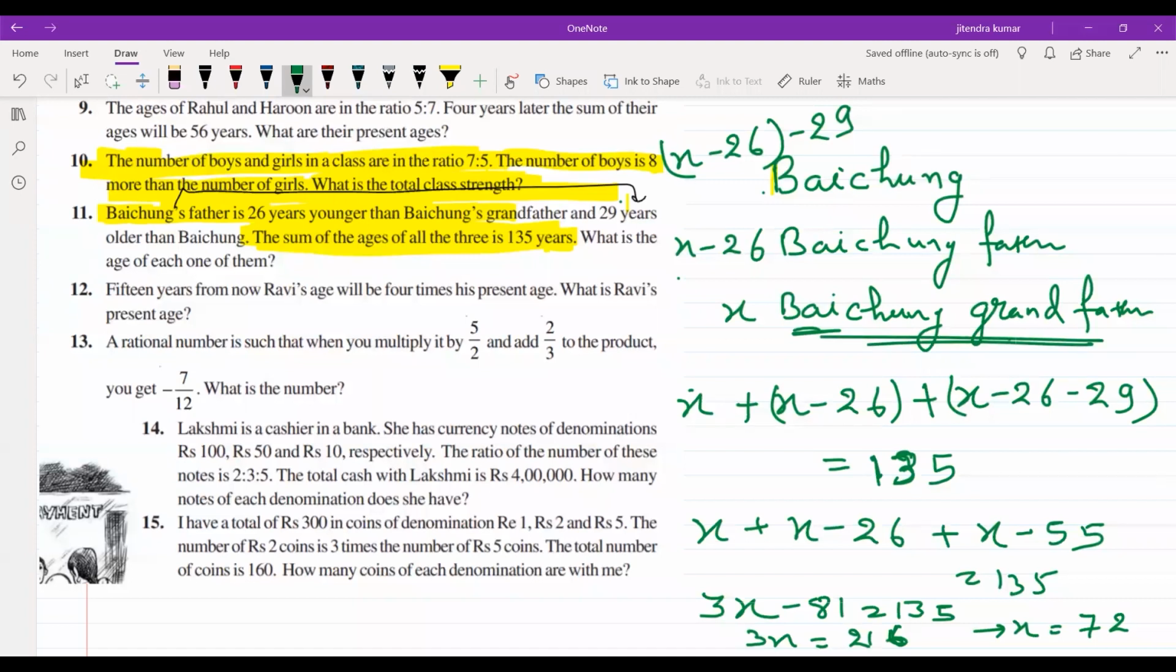Now you have to find all the ages. What is the age of each one of them? So now find Baichung's father's age as well as Baichung's age. Baichung's father's age will be 72 minus 26, which equals 46. Baichung's age will be minus 29 again. So that will give us Baichung's age, 17 years.